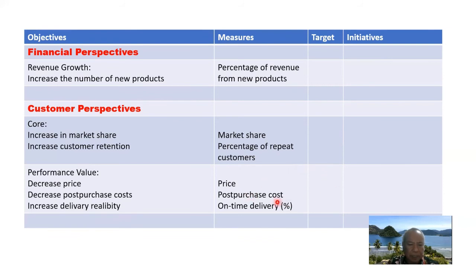And then post purchase cost, how many percent we have to reduce it. And then the increased delivery reliability. So in this case, the measure is on-time delivery. For example, 90% is our target, so only 1% not on-time delivery. Or maybe if we are optimistic, we can set 100%, so all the products that we deliver are on time. But the important thing is the initiative, the ways to achieve this target.